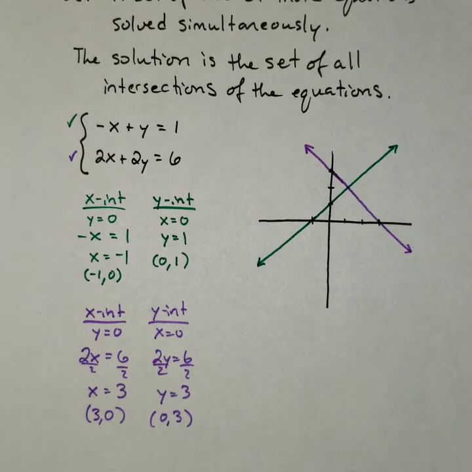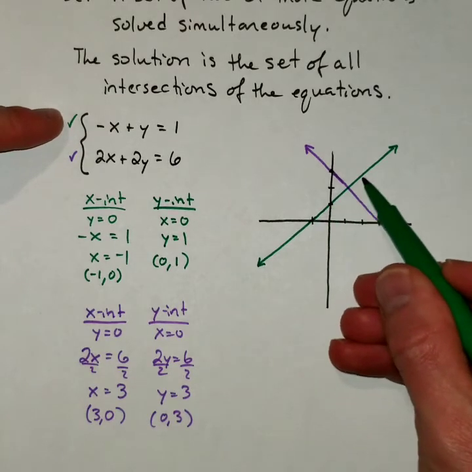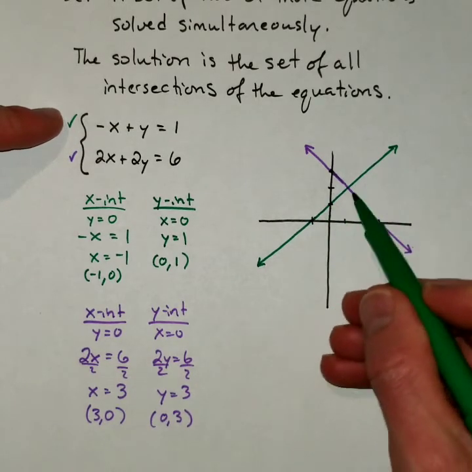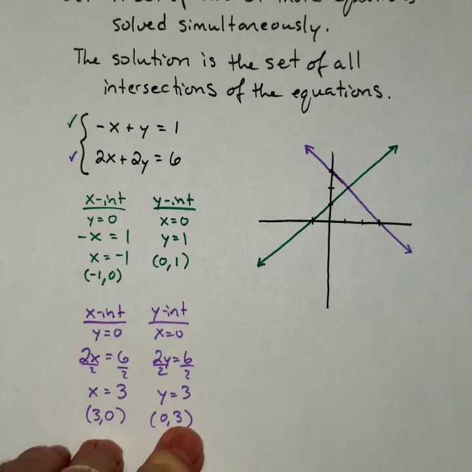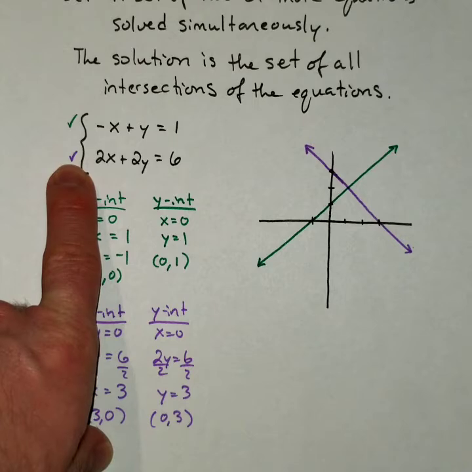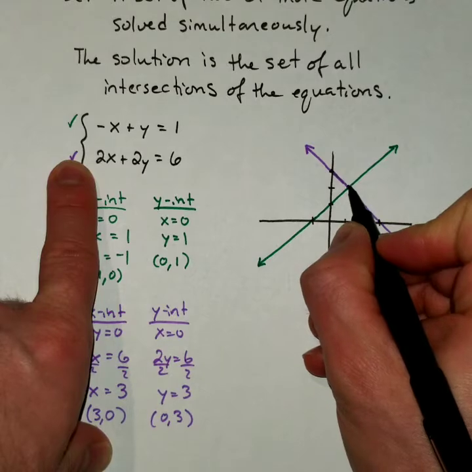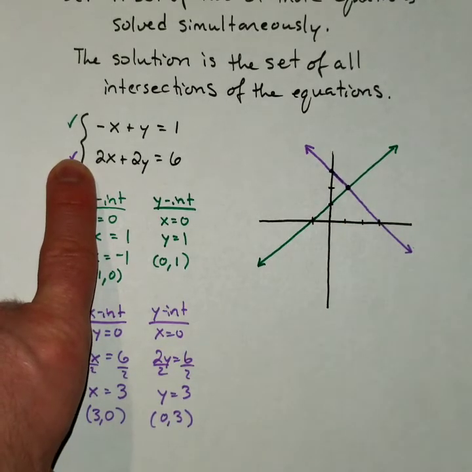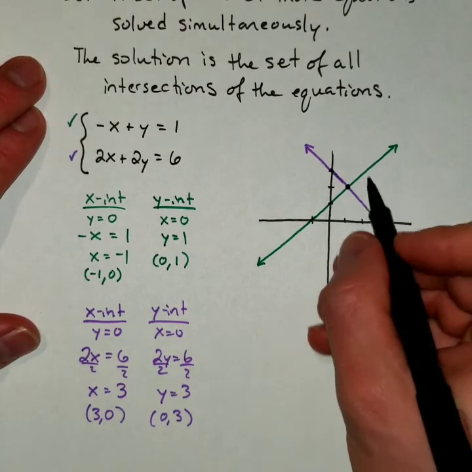Okay, and so when we draw those two graphs, every point on each graph is a solution to that individual equation, right? So all the points on the green line are solutions to the first equation. The points on the purple line are solutions to the second equation. But there's only one point that would be a solution to both equations, and that is the point of intersection. Okay? And if we just eyeball it from the graph, that point of intersection appears to be at the point (1, 2).